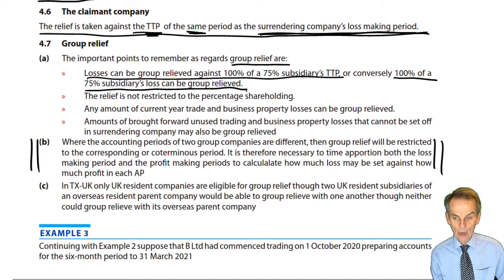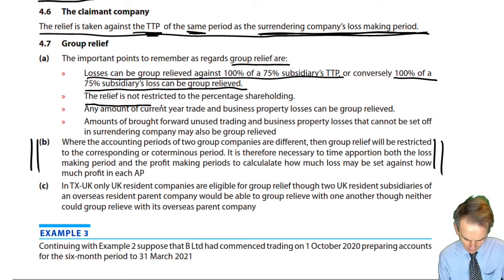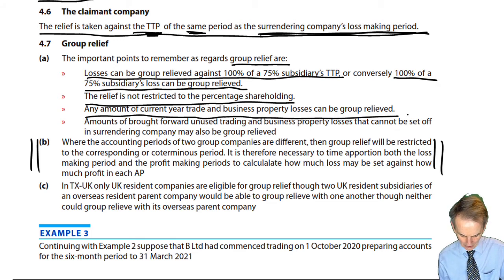Don't go and think, well, we only own 75% of the subsidiary, therefore only 75% of its losses can be used. No. As long as you've got the minimum 75% shareholding, then for group relief purposes, there is access to all of that company's losses. As we said, the relief is not restricted to the percentage shareholding. Any amount of current year trade and, be careful there, excess property business losses can be group relieved.